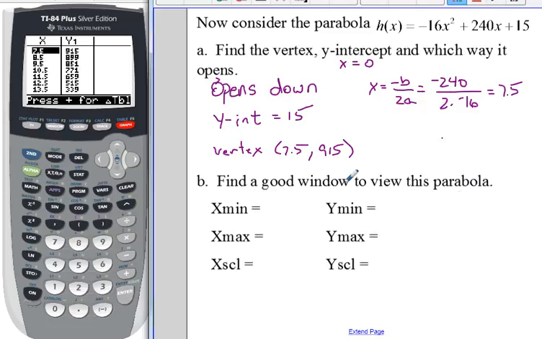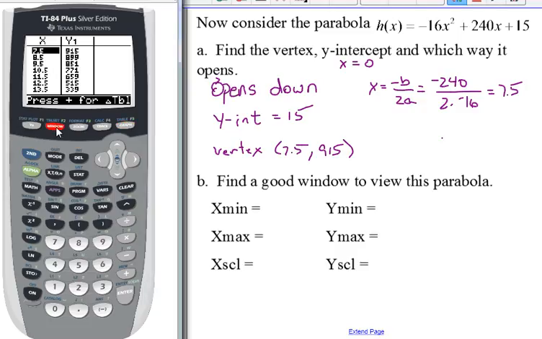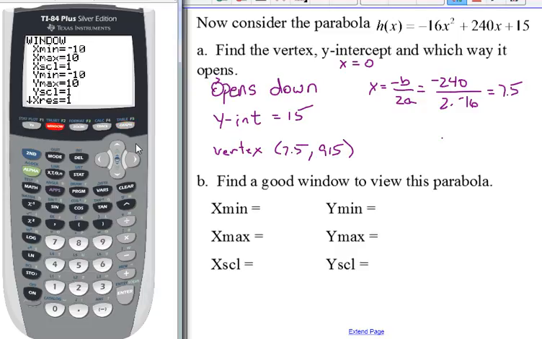All right, so we've done part A, and now in part B, we're asked to find a good window to view this parabola. I want you to see that right now my window on here is a basic negative 10 to 10, and if I hit graph, I don't see anything because I have the wrong window to see things. So how do we pick a good window? Well, we're going to take the clues from part A to help us out.